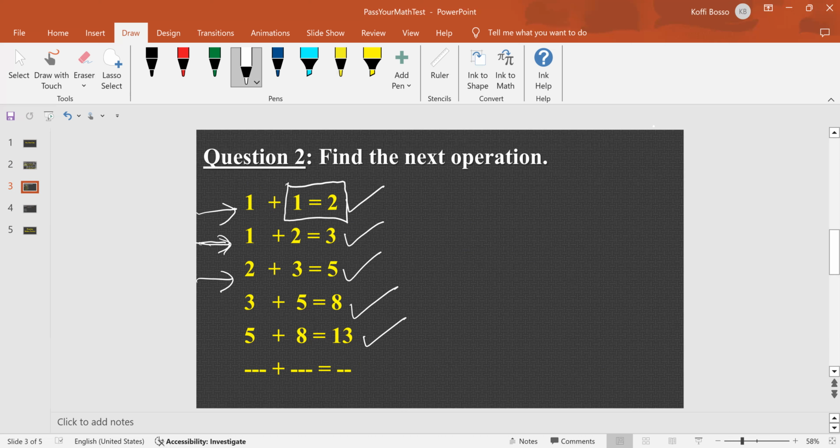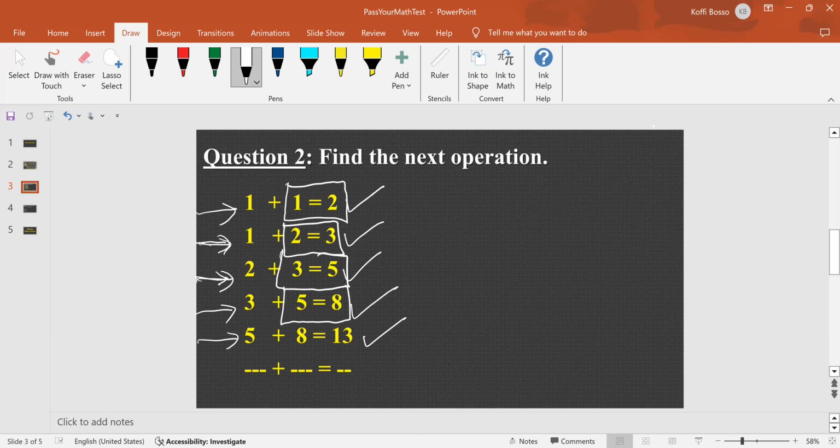To find the next line, they took the 2 and 3. So 2 plus 3 is 5, which is this line here. To find the next line, they now take 3 and the 5. So that means what? 3 plus 5 gives you 8. The next line, they took 5 and 8. So 5 plus 8 gives you 13.